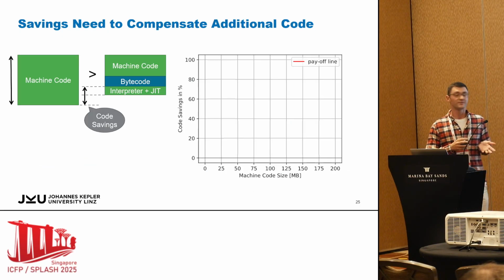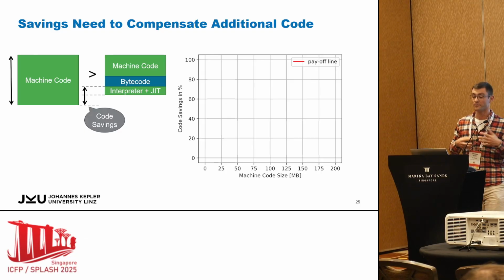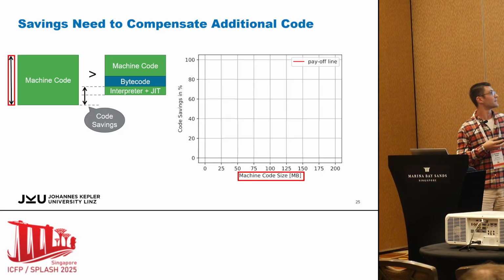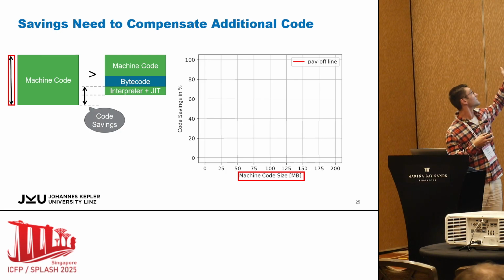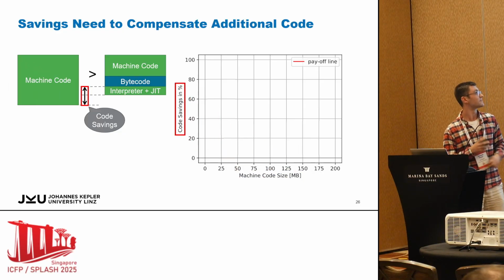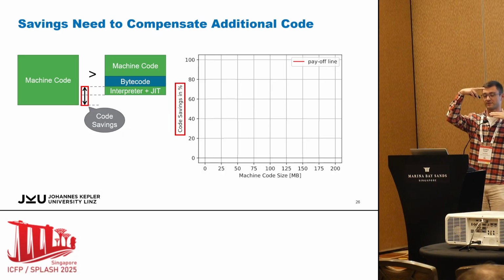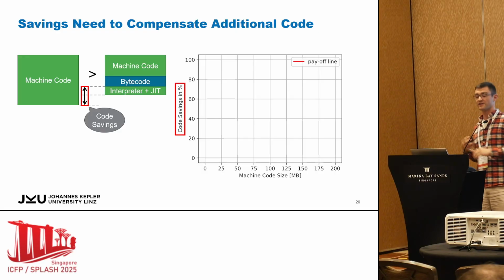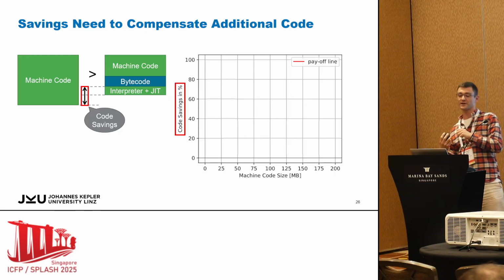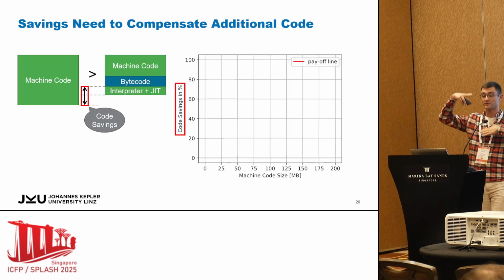Another aspect I would like to emphasize about our approach is that the savings need to compensate the additional code. What do I mean with that? So again, there's a diagram. The machine code size of the original application is the x-axis, and the code savings are on the y-axis. So code savings is the difference. You have the original machine code, then you remove some parts of the compilation units and add them as bytecode instead. And this is the difference, what I call code savings.